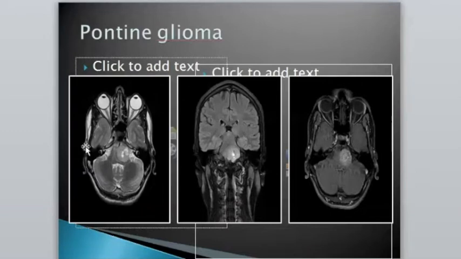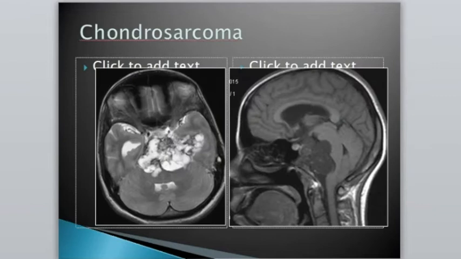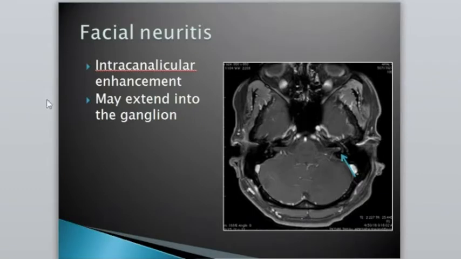About pontine gliomas, this is an eccentric glioma seen in the CP angle cistern with heterogeneous enhancement, and DTI showing displacement as well as destruction of the tracts. Bony tumors such as chondrosarcoma can also be seen in the CP angle cistern. However, they appear typically with ring and arc pattern and some hyperintensity on T1 weighted images. So we have seen most of the neoplastic lesions, and just 2 slides to show non-neoplastic etiology.